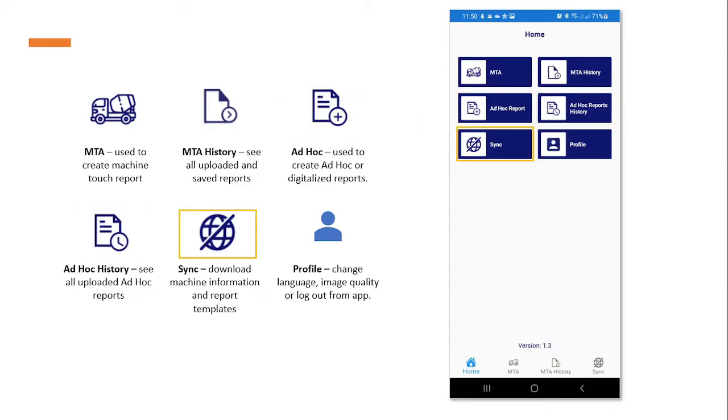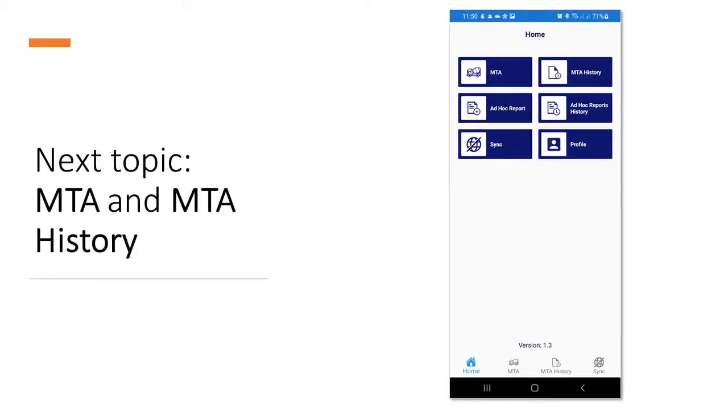Next we have the sync function. This is where we download the machine information and report templates. And again, we have the profile, which is used for changing language, image quality, or log out from the app. So I will explain these options one by one, starting from the MTA.